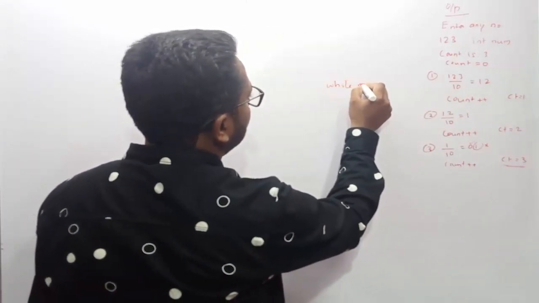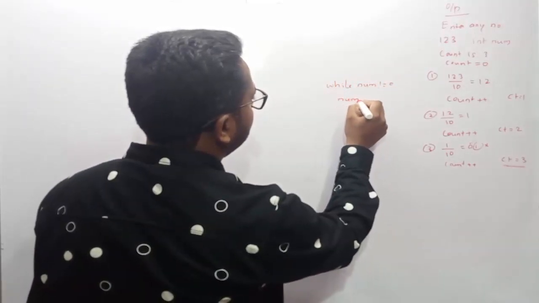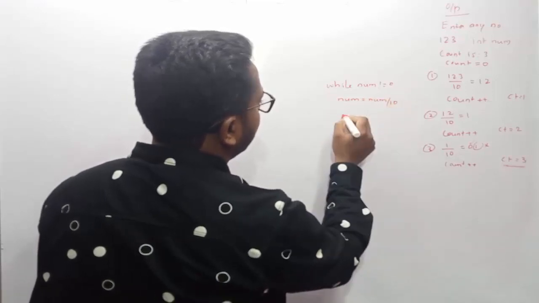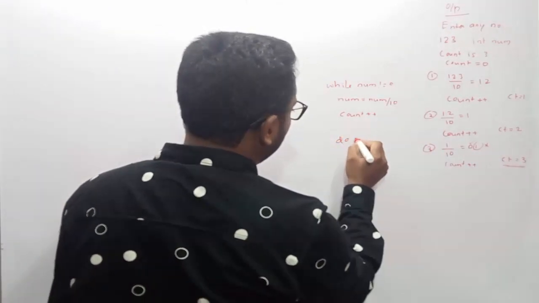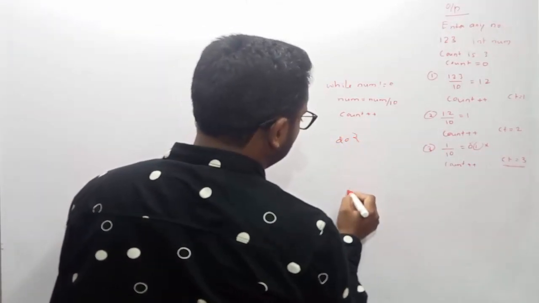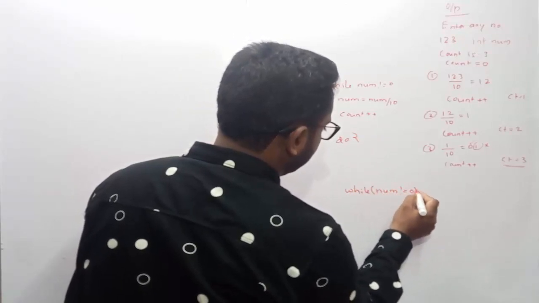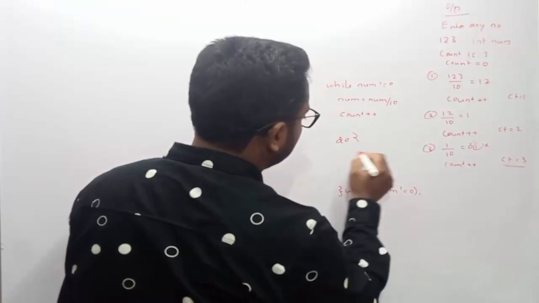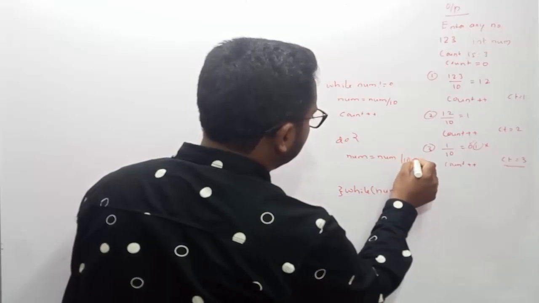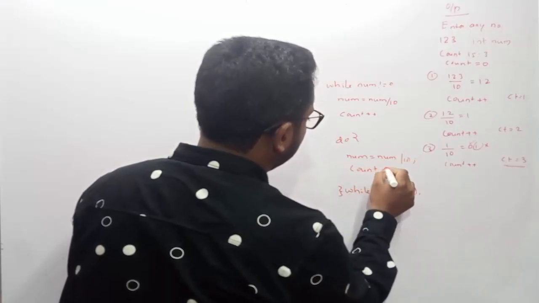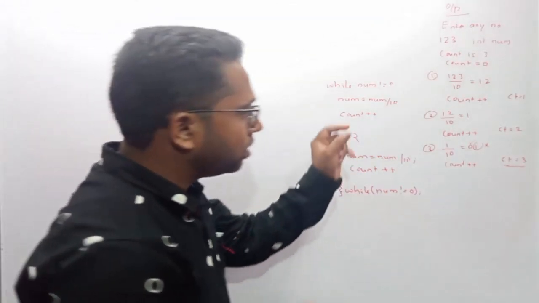While num is not equal to 0, num equals num divided by 10 and count plus plus. If we use do while, then the same code will be changed to: do, while num is not equal to 0 semicolon, then num equals num divided by 10 and count plus plus. Now I will use this logic to write a C program to count the digits in a number.